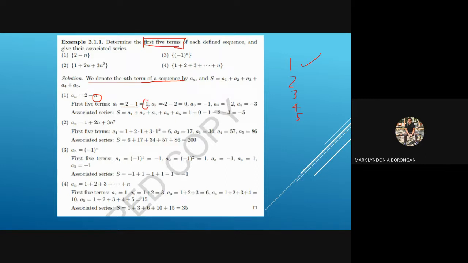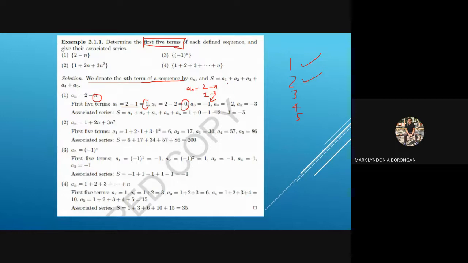So a sub 2. Okay, ang a sub 2 na to, since 2 minus n man na siya, ang atong n, replace na nato og 2, which is the second number of the counting numbers. So 2 minus 2, you'll get 0. Next, a sub 3. Di ba kay atong formula is a sub n is equal to 2 minus n. So if you have there a sub 3, so 2 minus 3. Di ba? So you'll get negative 1.